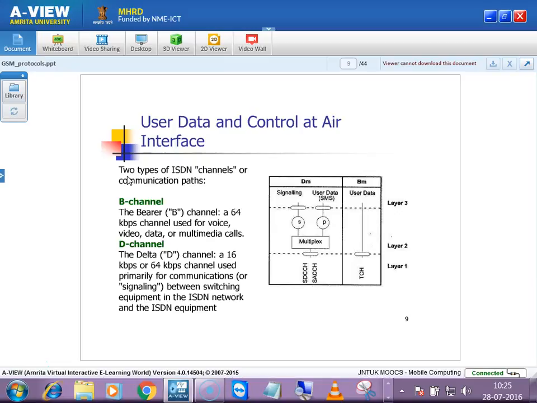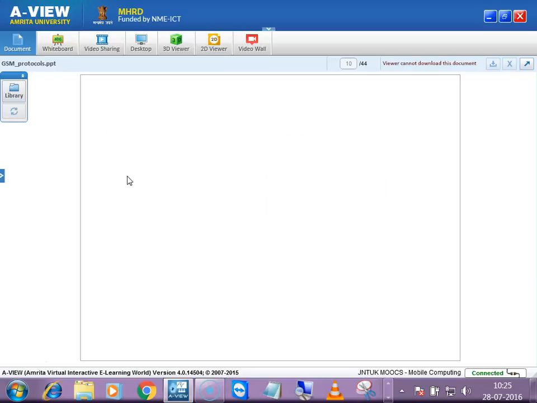B channel supports a 64 kbps channel, used for voice, video, data or multimedia calls, whereas the D channel is a 16 kbps or 4 kbps channel used primarily for signaling purposes between switching equipment.